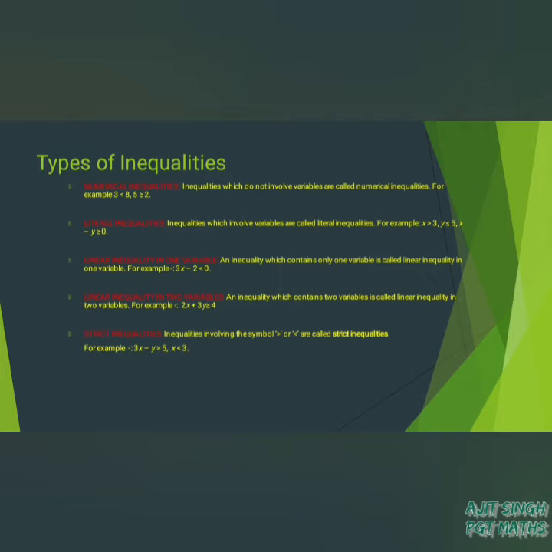Next is strict inequality. Strict inequality: the inequalities involving the symbol greater than or less than are called strict inequalities. Where we use the symbol of greater than or less than, these are strict inequalities. For example, 3x minus y greater than 5 or x less than 3. These are some examples of strict inequalities. And the next one is slack inequalities. The inequalities involving the symbol greater than equal to or less than equal to are called slack inequalities. And these are examples: 3x minus y greater than equal to 5 and x less than equal to 5. So these are some types of inequalities.